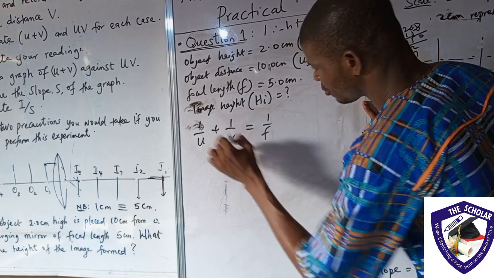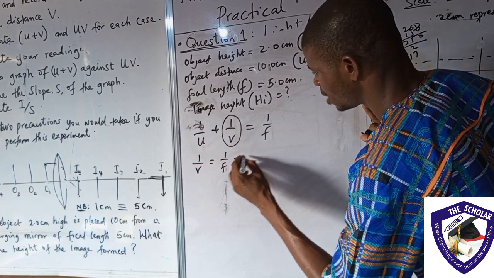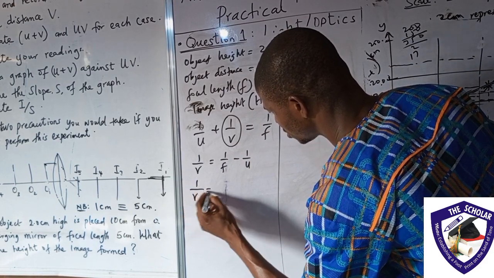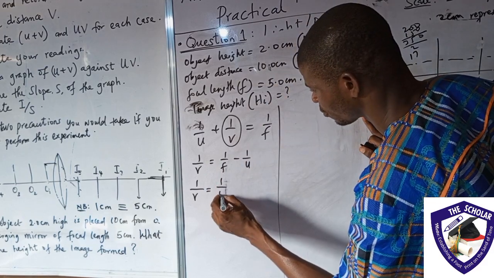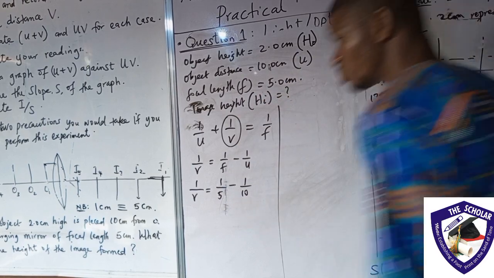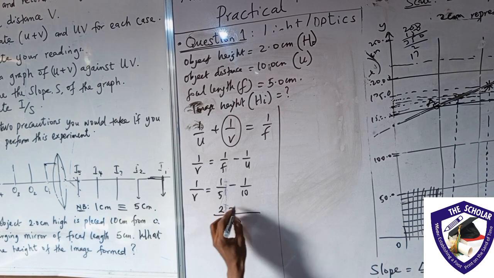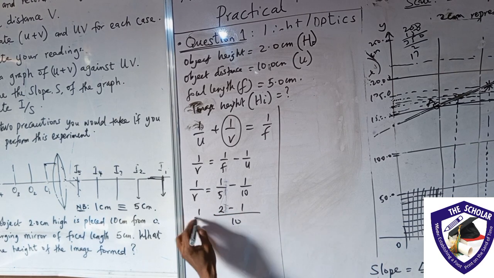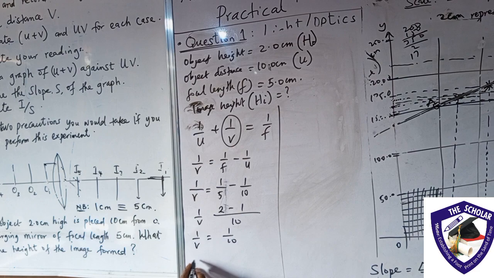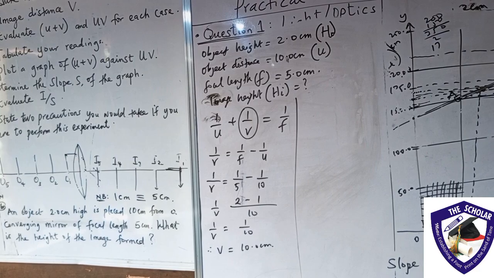So from what I have here, I'm looking for this now. So I'll make it such that I have 1 over V is equals to 1 over F minus 1 over U. By substitution, 1 over V is equals to 1 over, our F is 5, minus 1 over, our U is 10. So we take the LCM of these two. The LCM is 10. 5 in 10, that's 2. 2 times 1, 2 minus 10 in 10, that's 1. So I have 1 over V is equals to 1 over 10. So if you reciprocate it, we have therefore our V is equals to 10.0 centimeters. So this is my image distance.